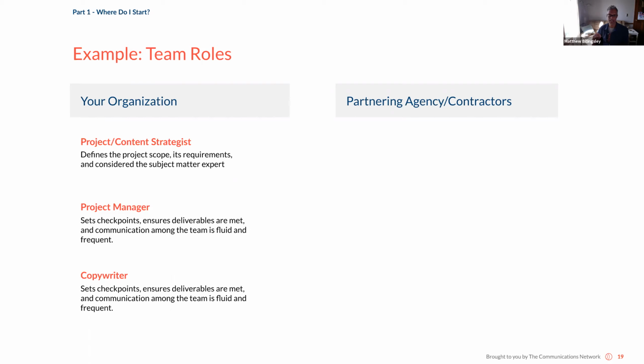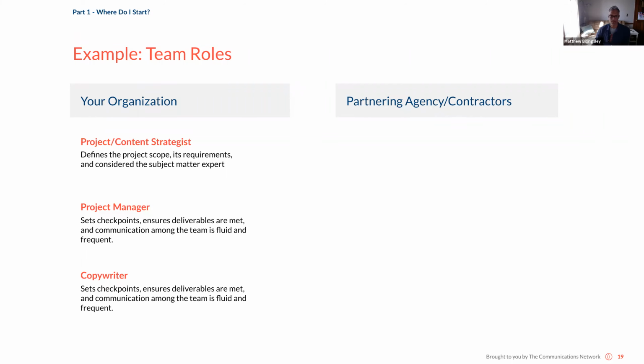This person ideally is going to be closest to the organization. Not necessarily has to be the case, but someone who's going to have the most internal knowledge of how the organization operates and what the mission is. This person is going to be ideal to be this project content strategist. The project manager is someone who sets checkpoints, ensures the deliverables are met, and is really the sort of facilitator for communication among the team.